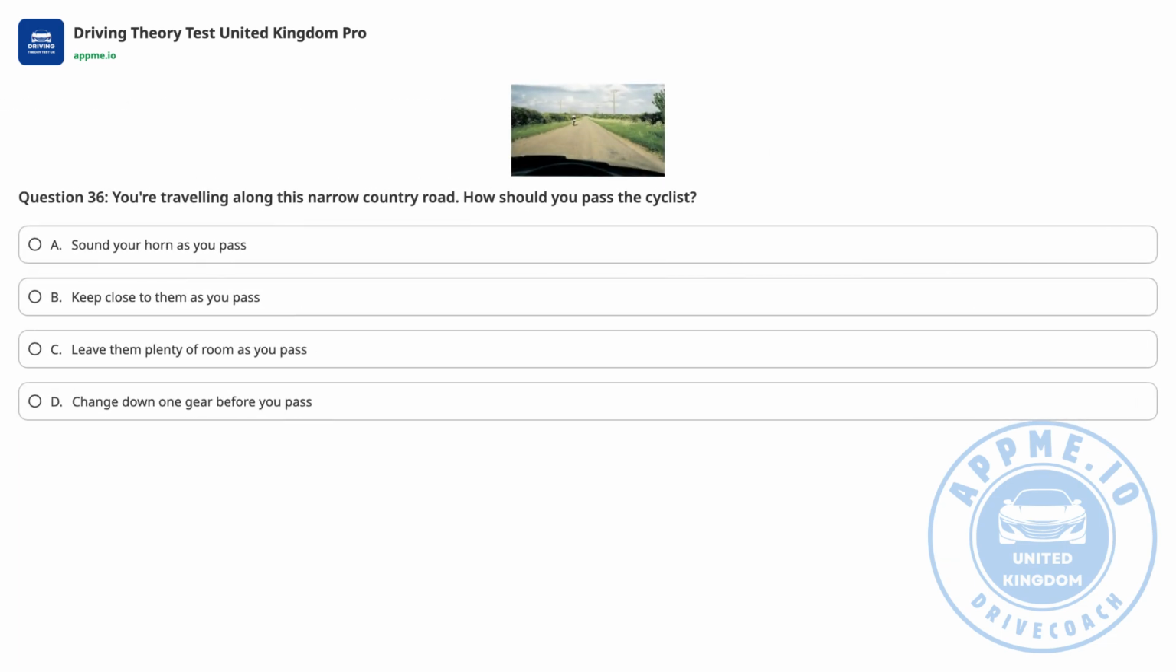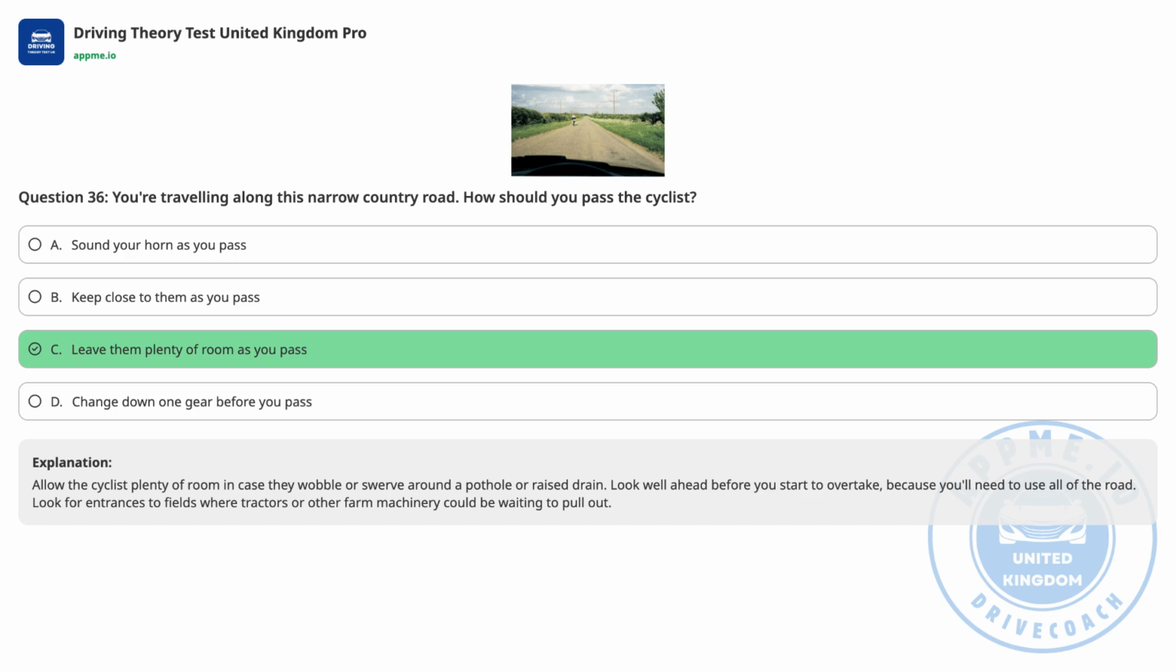Question 36. You're traveling along this narrow country road. How should you pass the cyclist? A. Sound your horn as you pass. B. Keep close to them as you pass. C. Leave them plenty of room as you pass. D. Change down one gear before you pass. The correct answer is C.